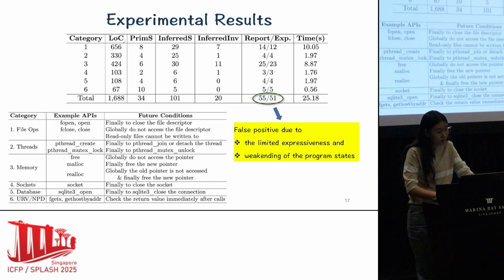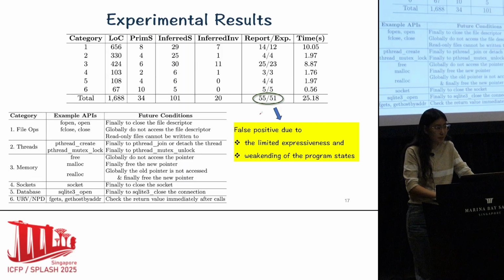We have done our experiments on around 1,600 plus lines of code. For that, we wrote 34 predefined specifications for the APIs. And then the tool can infer the specification for around 100 functions, which is the total number of the functions we taken in this experiment. It also inferred around 20 loop invariants, and the expected violations were 51, and we have reported 55 of them. So indeed, there is no missed violation, and they have false positives.